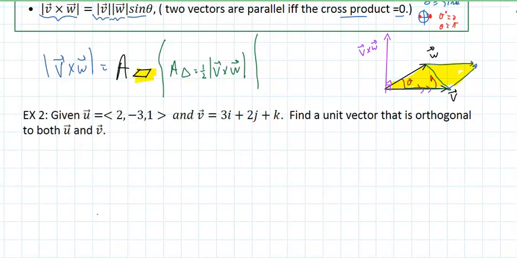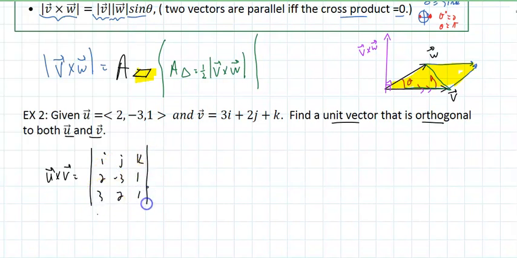Given those two vectors, find a unit vector that is orthogonal to both vectors u and v. A unit vector is a vector with length of 1, we know that. Well, let's see. If I find the cross product, either way, this or negative that, it doesn't matter. IJK of 2, negative 3, 1, 3, 2, 1. That would be what?